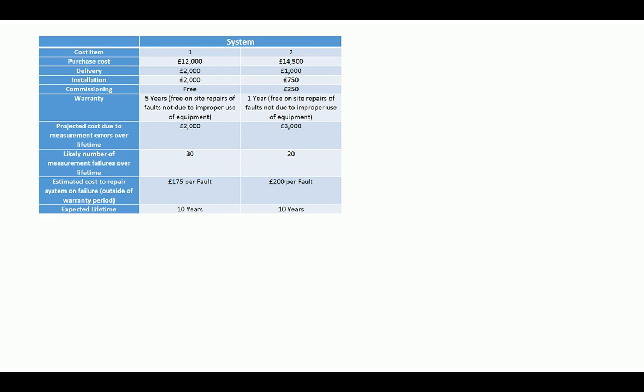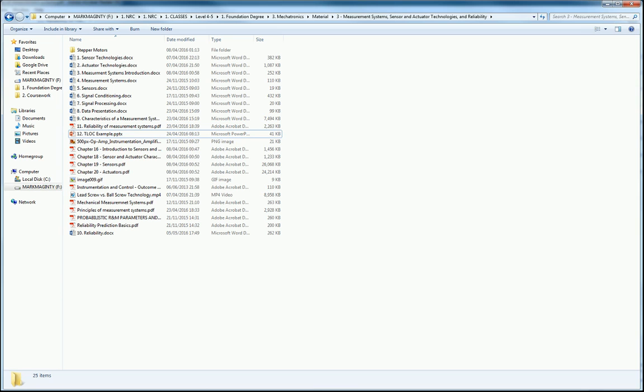So have a quick look at that, change some of the figures around and play with them. It would be good for an example.